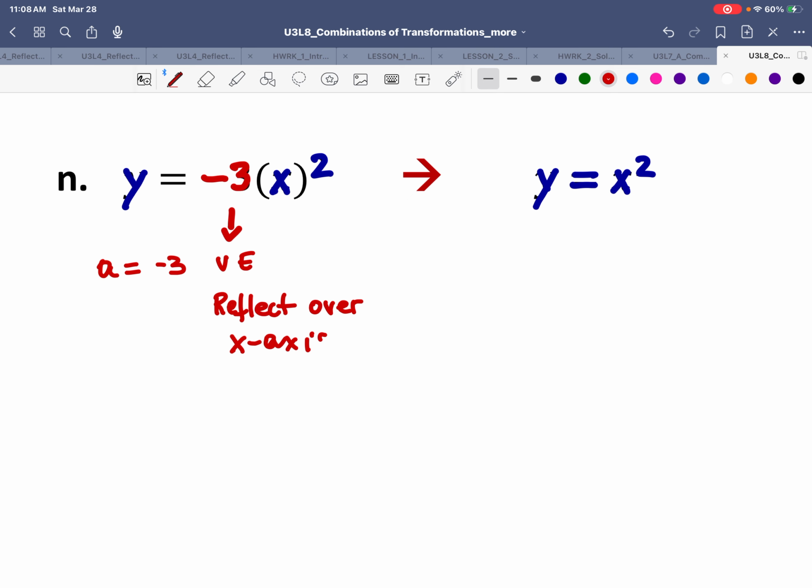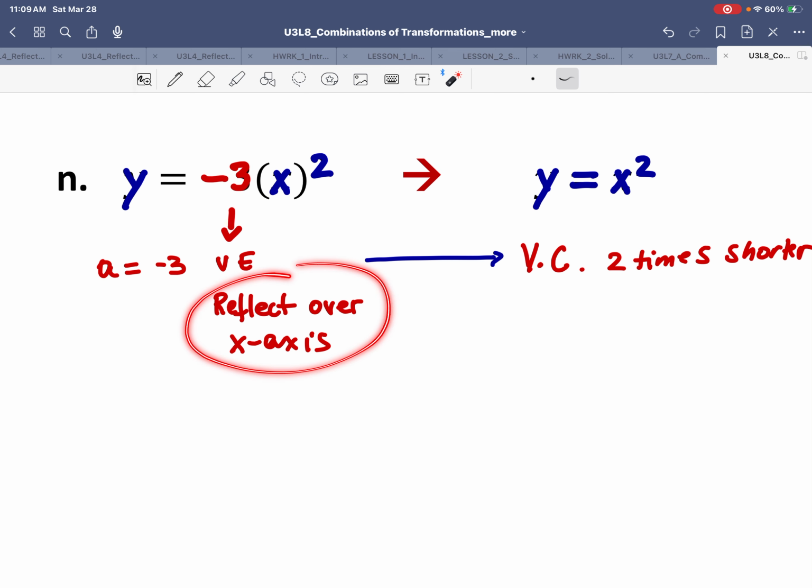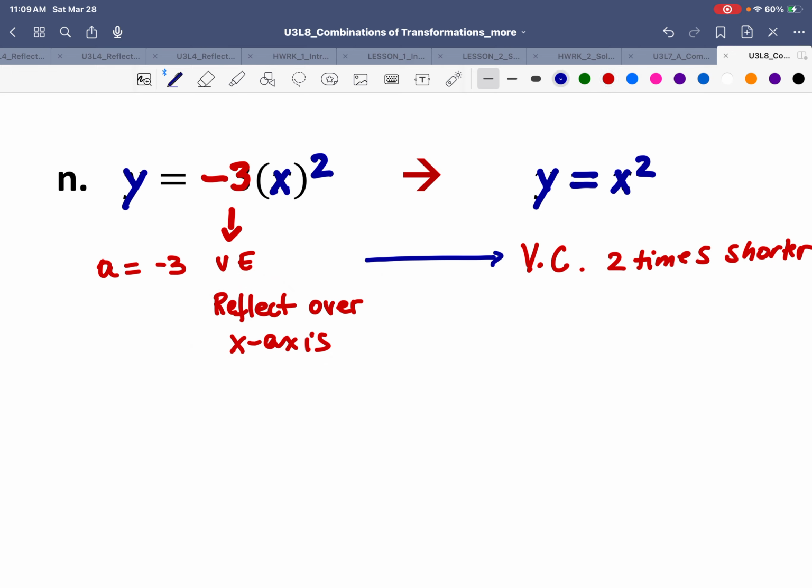It means that if we want to go back to the original function, then we have to go through a vertical compression. So if this is three times as big as the basic, that means you have to make it three times as small. So make it 3 times shorter, because we are trying again to get to y equals x squared. And the reflection over the x-axis means that we have to bring the function back to where it was by reflecting it over the x-axis.